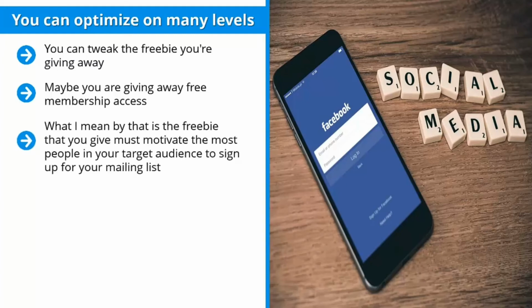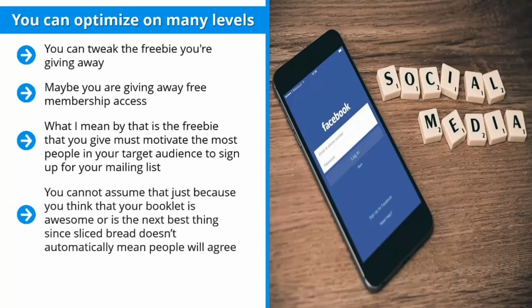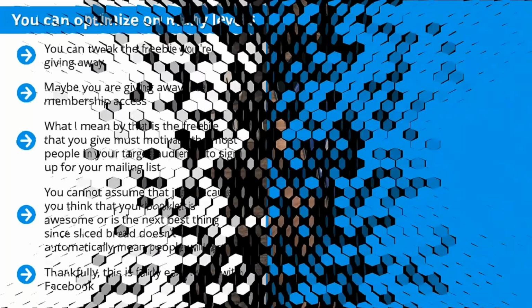What I mean by that is the freebie that you give must motivate the most people in your target audience to sign up for your mailing list. This is not easy. You cannot assume that just because you think that your booklet is awesome or is the next best thing since sliced bread doesn't automatically mean people will agree with you. It doesn't work that way. You may have to switch from one freebie to the other until you get a high enough sign-up rate that would tell you that the freebie that you have selected is the right one. Thankfully, this is fairly easy to do with Facebook. You basically run different ads that offer different premiums.